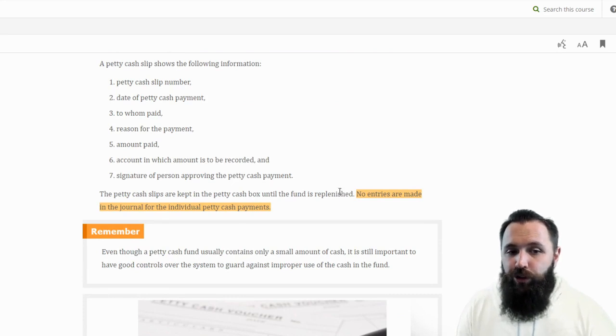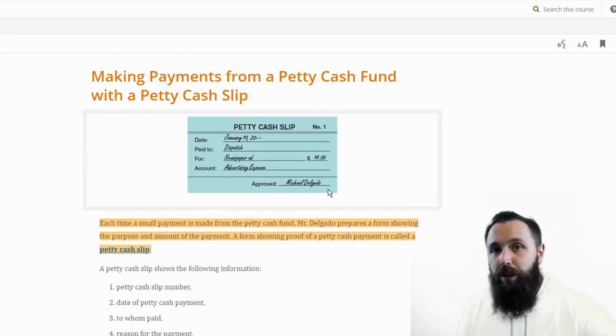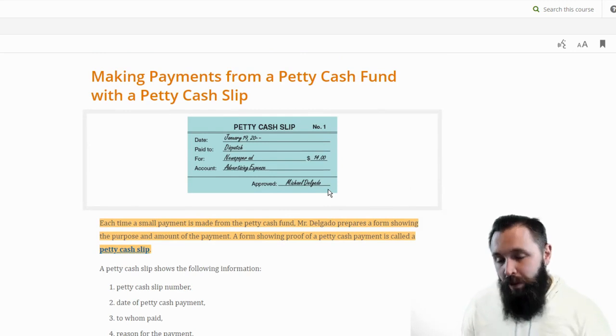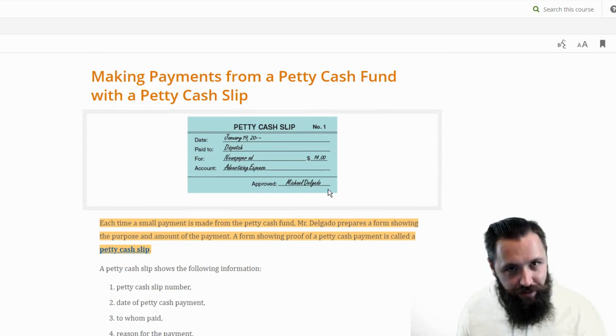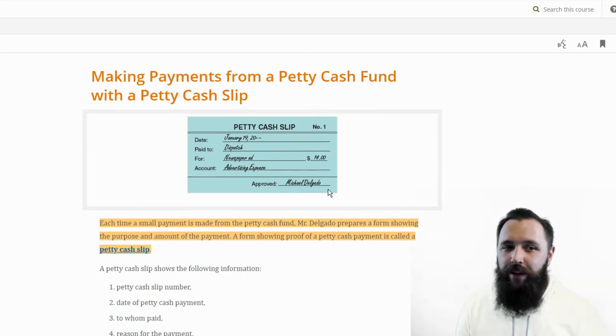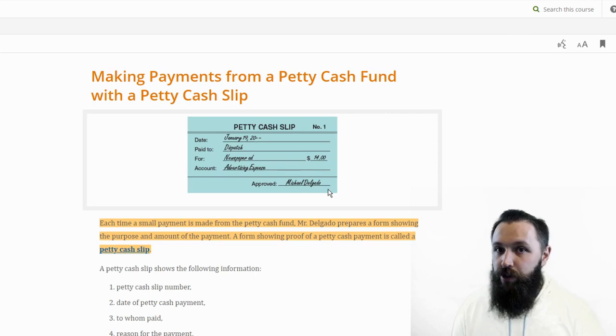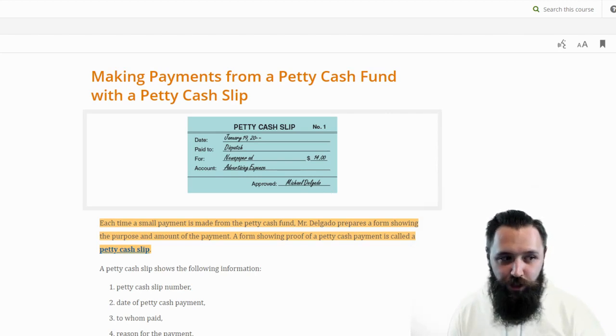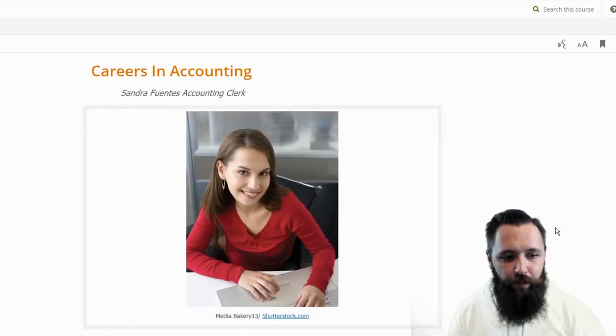So when we complete this payment, because it's such a small amount, we do not write anything in the journal yet. We're going to wait until we write this advertising expense. So we'll see when we actually write that in our journal.